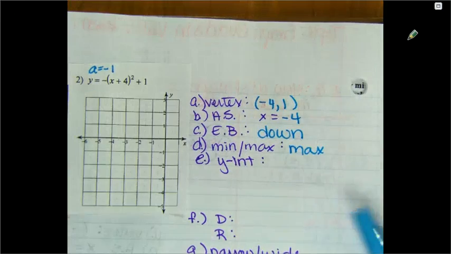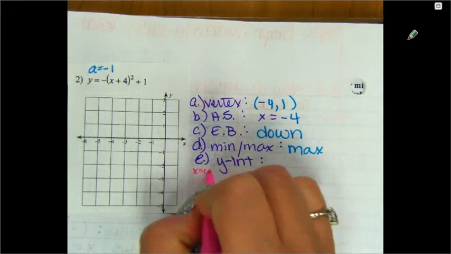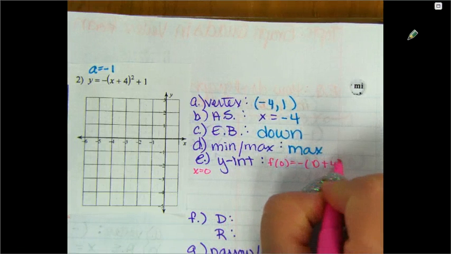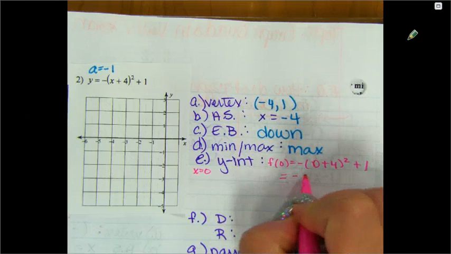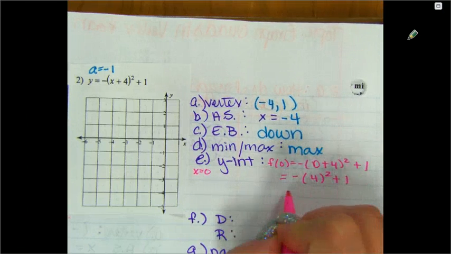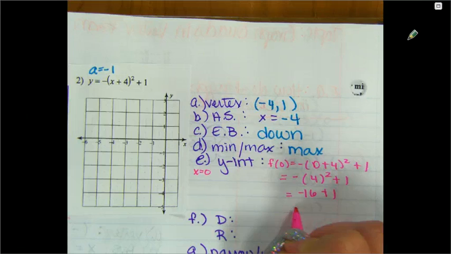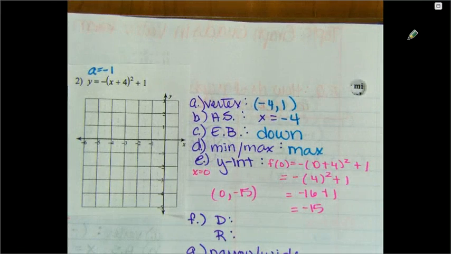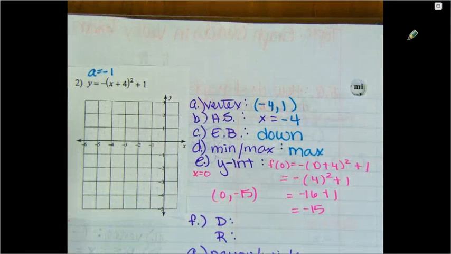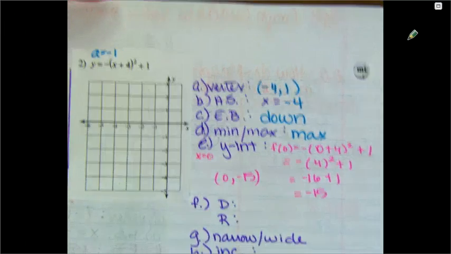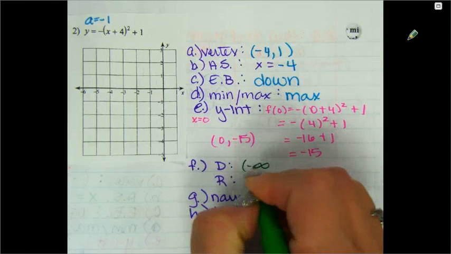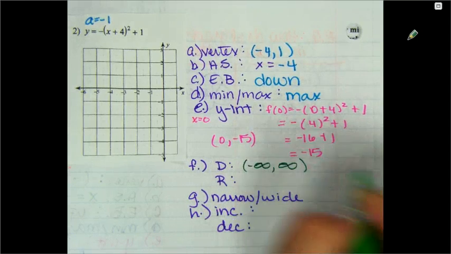Y-intercept, you're plugging in what? 0 for x. So I'm going to say f of 0 equals negative times (0 plus 4) quantity squared plus 1. We get negative times 4 squared plus 1, so we get negative 16 plus 1 is negative 15. Ordered pair (0, -15), yes? Can we graph it? Nope, we can't. We got that right. Who's good so far with all of it right? Good. All right, next, domain. Negative infinity to positive infinity.